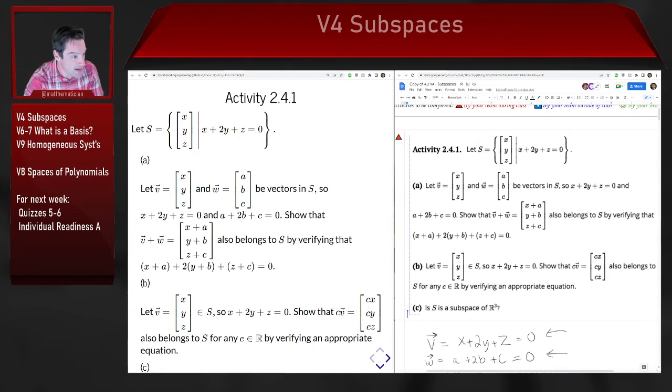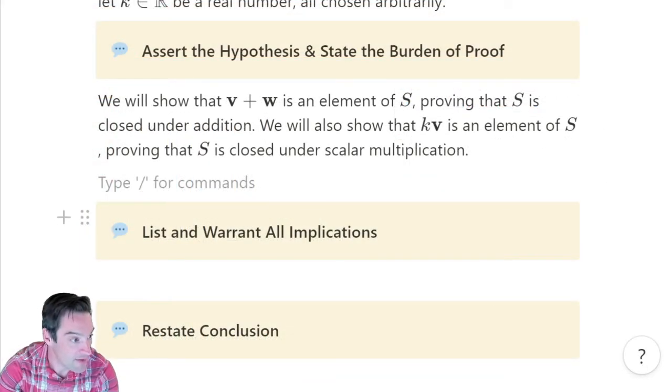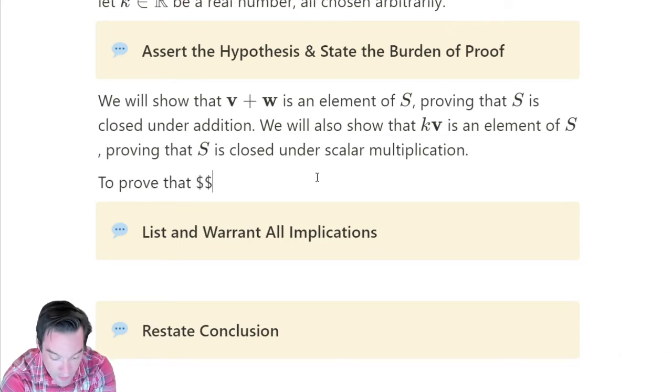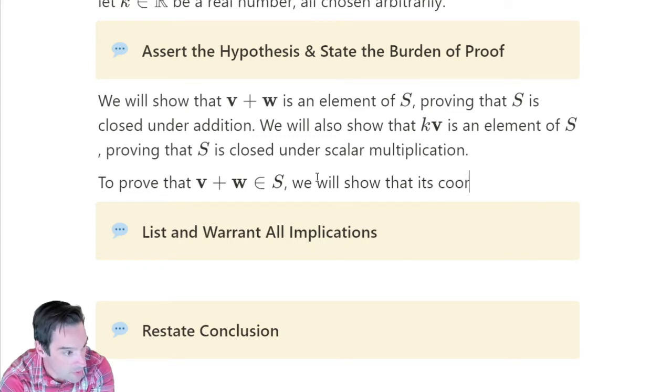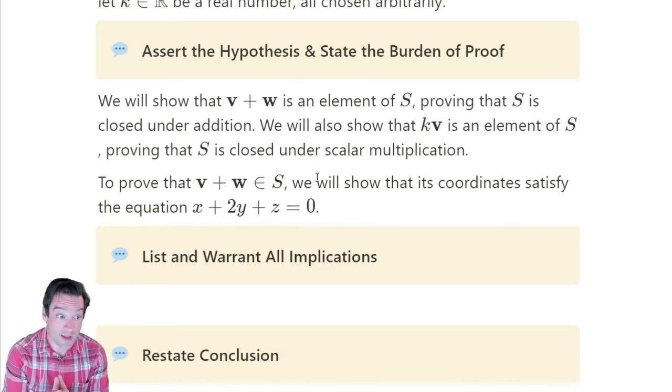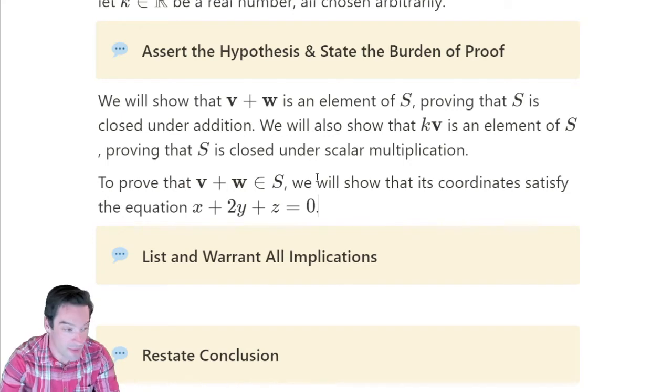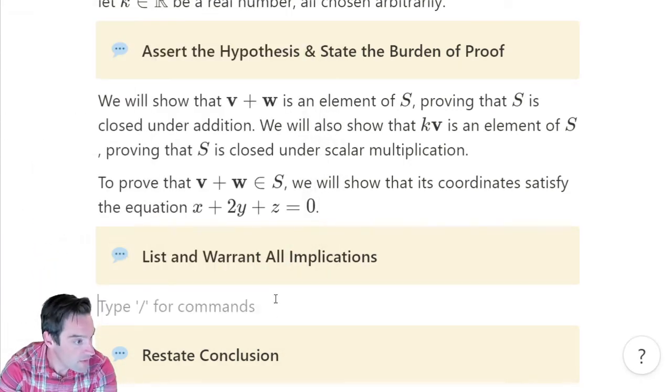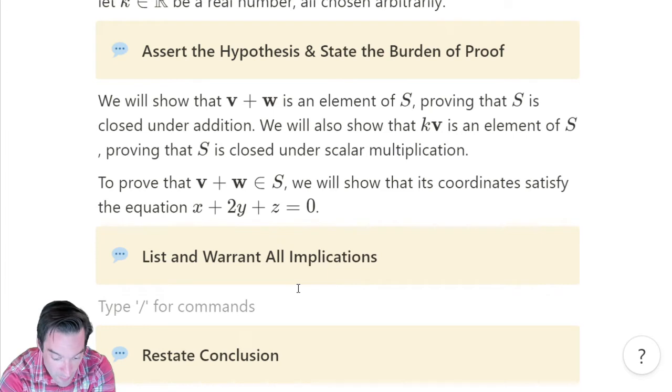So I'm actually going to say that as part of my burden of proof statement, just to be as explicit as possible about this. So to prove that V plus W belongs to the set S, we will show that its coordinates satisfy the equation x plus 2y plus z is equal to 0. So that is what it means to belong to S, that the coordinates of a vector satisfy that equation. So to do that, we need to know what are the coordinates of the vector v plus w.